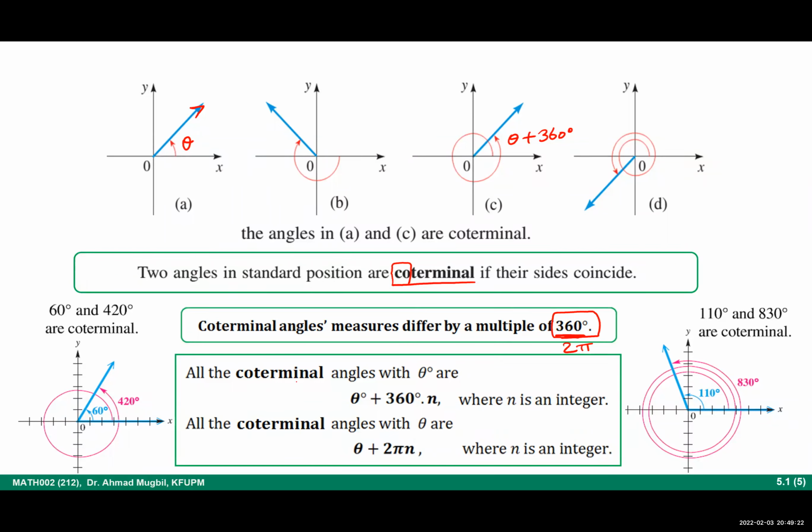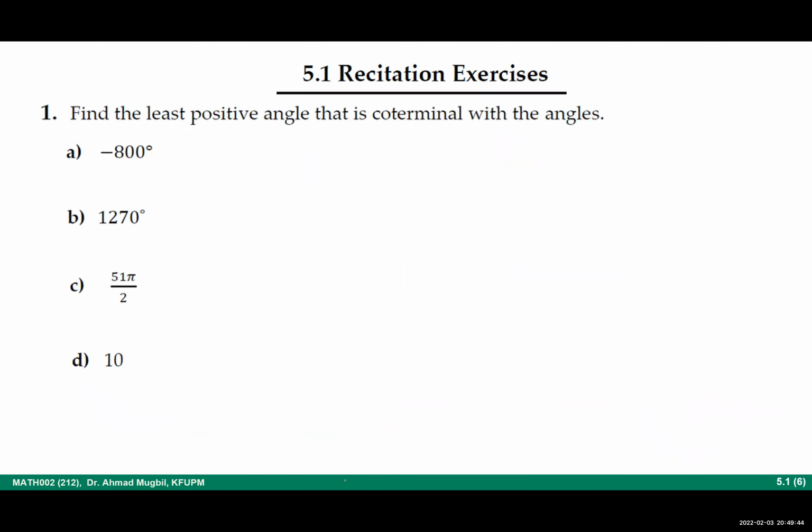How to find the coterminal angles? The idea is so easy: add or subtract 360 as many times as needed, n times, where n is an integer. Of course, when n is positive you are adding, and when n is negative you are subtracting. In the case of radians, it is 2 pi n, so you will add or subtract multiples of 2 pi: 2 pi, 4 pi, 6 pi, and so on. This was the last exercise that we stopped at in the previous class.